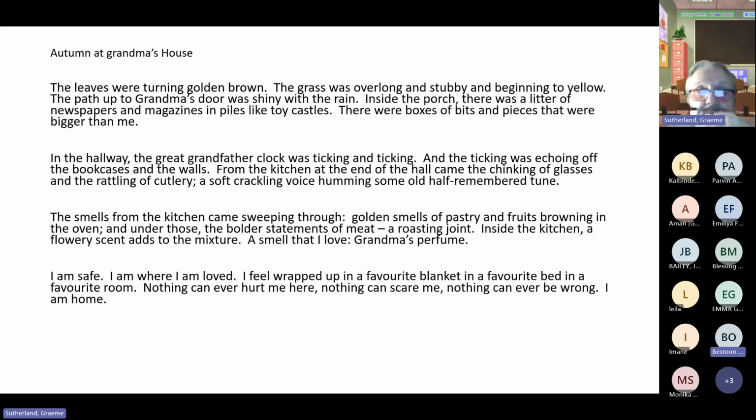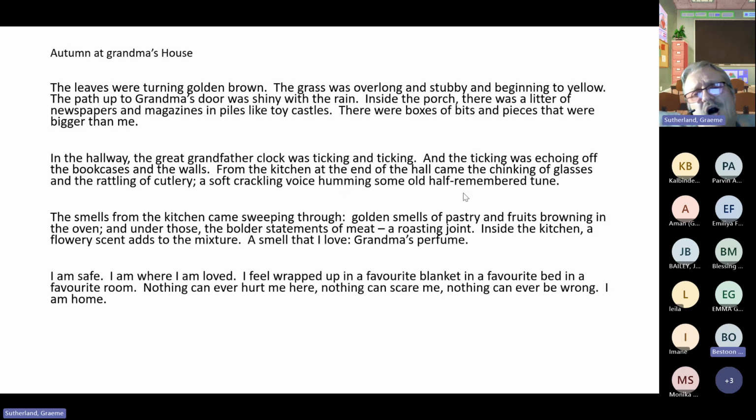Again, very simple, but very effective. And then the human being inside that room, the grandmother, is introduced just from the sound of her humming. A soft, crackling voice humming. Crackling because she's elderly. Soft because she's a grandmother. Humming itself is onomatopoeia. So again, it's just the music is introduced of grandma humming.